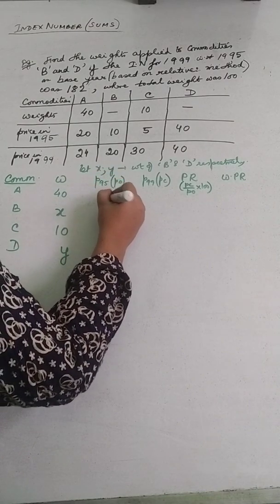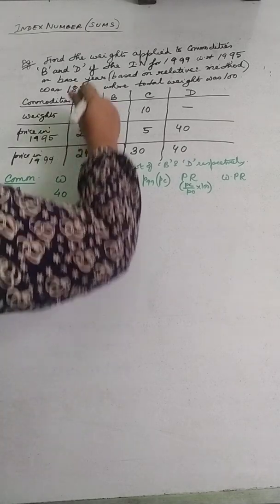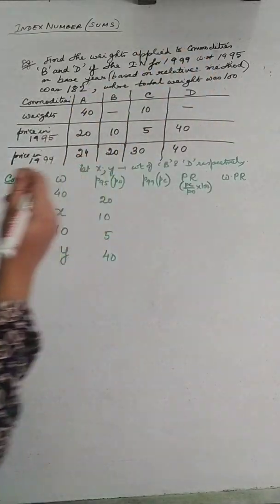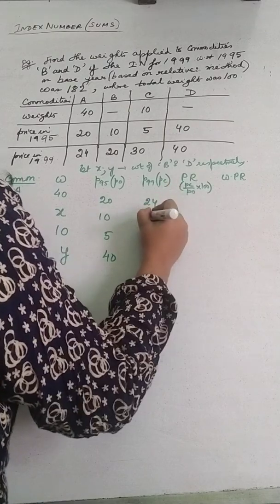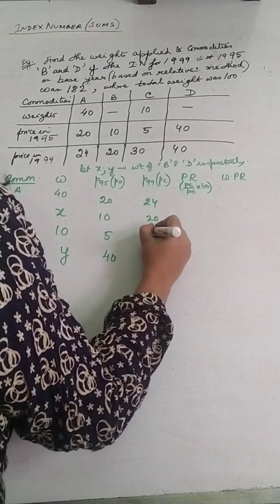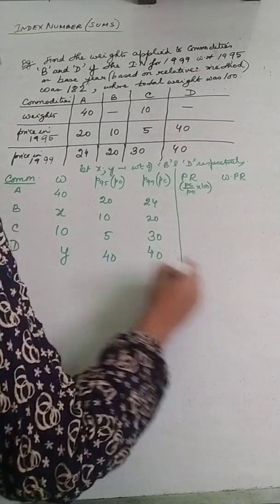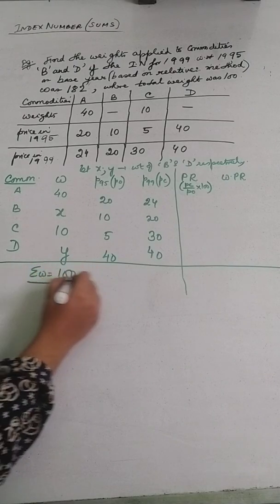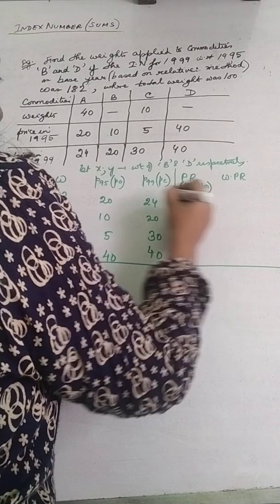So P95, let's fill up as it is given. It's given as 20, 10, 5 and 40: 20 for A, 10 for B, 5 for C, 40 for D. P in 1999 is given as 24, 20, 30, 40. This part is given to you, out of which you know that the summation of the weights is 100. Okay, this is given.